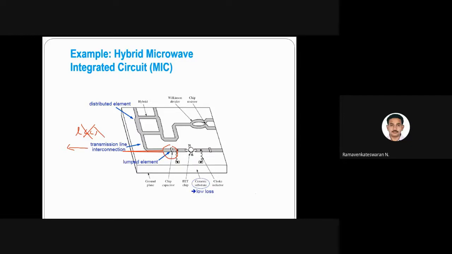These are the lumped elements. But generally for transmission lines, it is a distributed element. Okay, that's what is given here. It is basically a distributed element. And the Wilkinson divider and all, we can slowly explore. There are a lot of microwave devices.